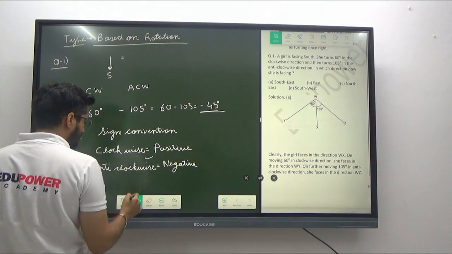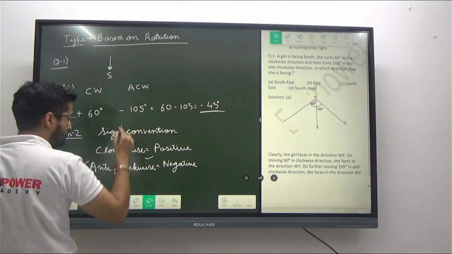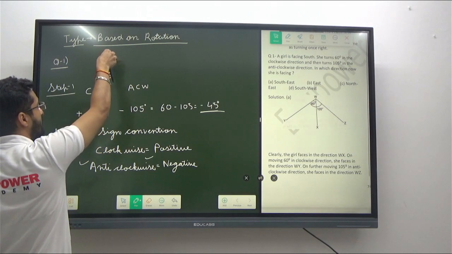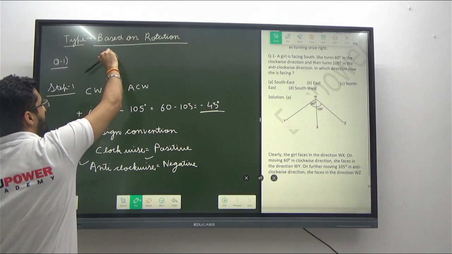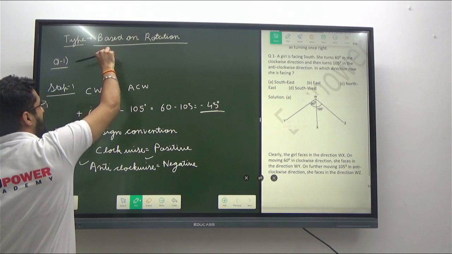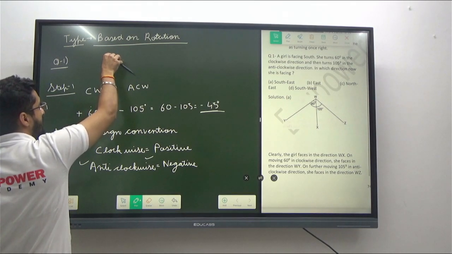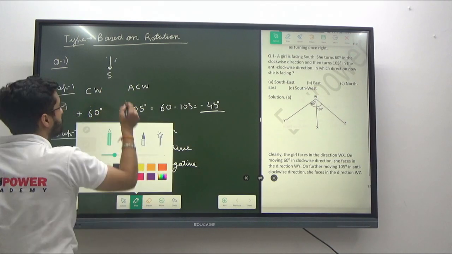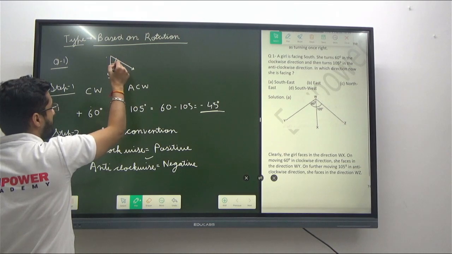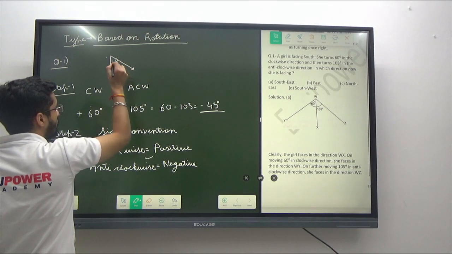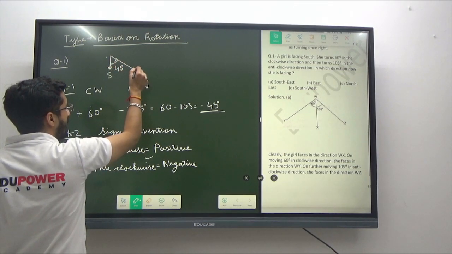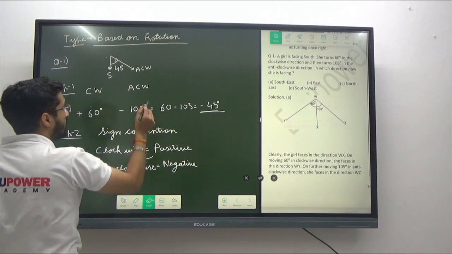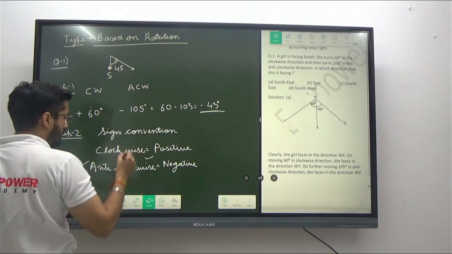Now, if the person is standing this way, this is clockwise, right? And this way will be anti-clockwise. So the direction change will be this way, and this will be 45 degree in the anti-clockwise direction. So basically we have shifted 45 degree anti-clockwise.